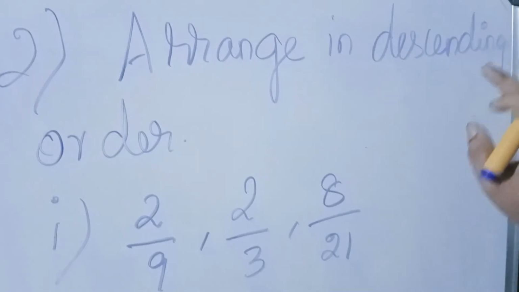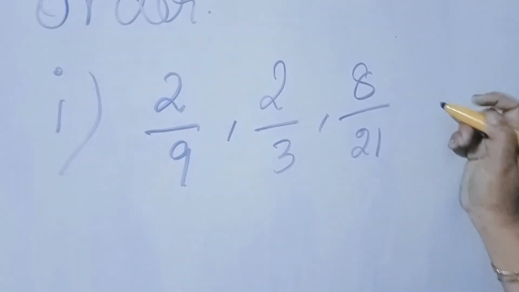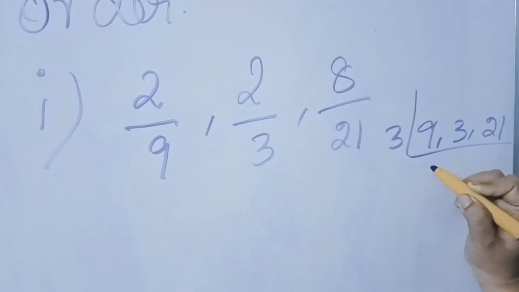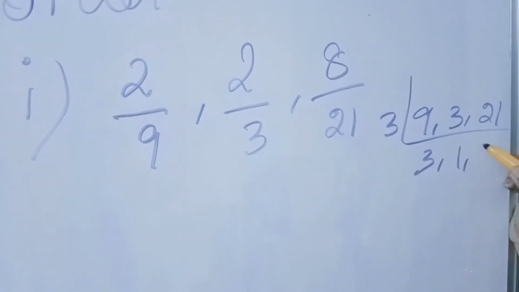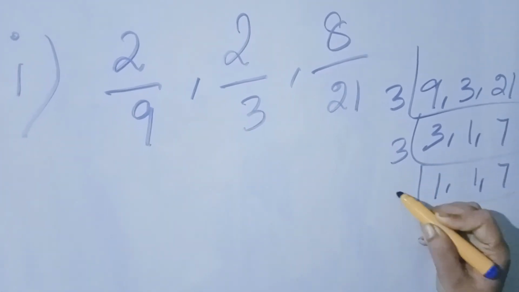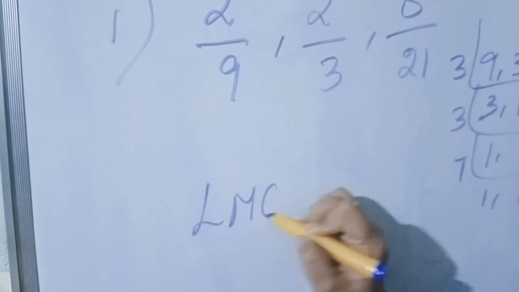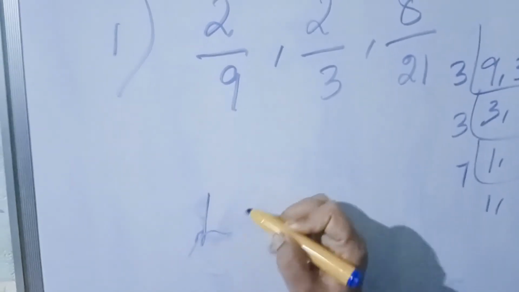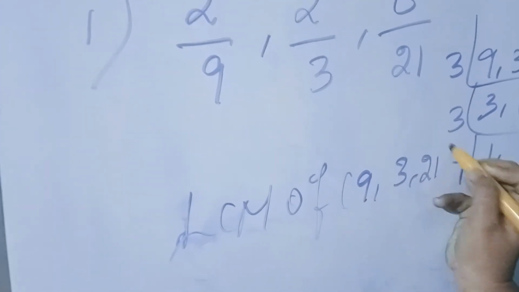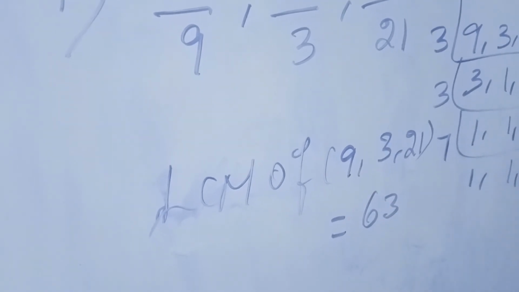Okay. Now next, second question. Arrange in descending order. Okay. For that, we have to change to like fraction. As usual, you can take LCM first. 9, 3, 21. Okay. 3 table we can use. 3 3s are 9, 1, and 7 3s are 21. Again 3 table you can use: 1 1, then 7. 7 table: 1 1 1. Okay. Now LCM of 9, 3, 21 is equal to 3 3s are 9, 9 7s are 63. So the LCM is 63.